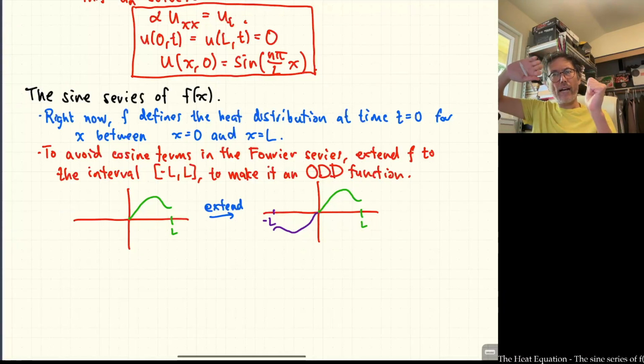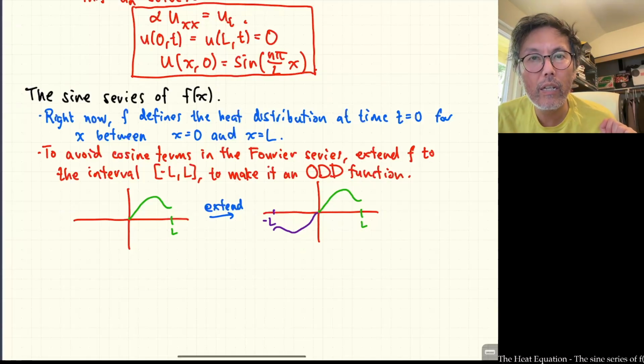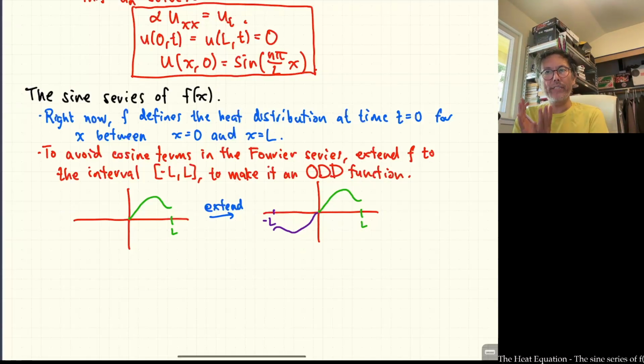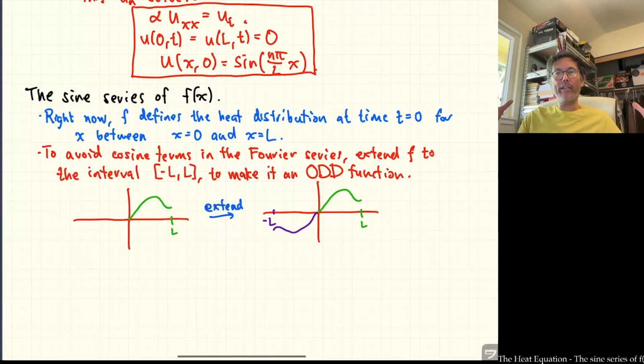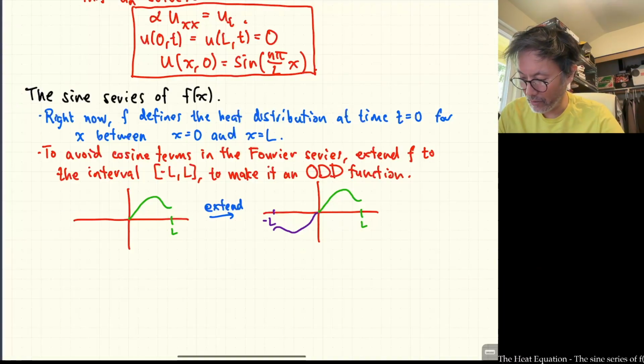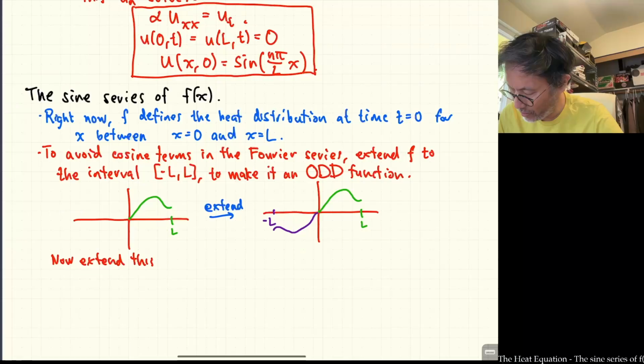Do you see how now this thing has that 180 degree symmetry about the origin? It has the oddness property that if you plug in negative x, you get negative of f of x. So this is an odd function. This is what we call the odd extension of f to the interval from negative L to L. Once you have this, now extend this function to a 2L periodic function.